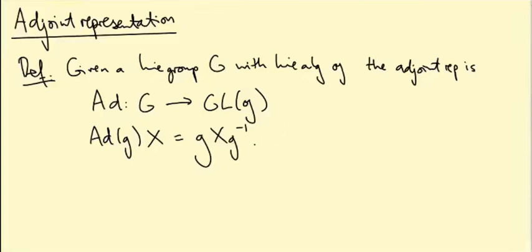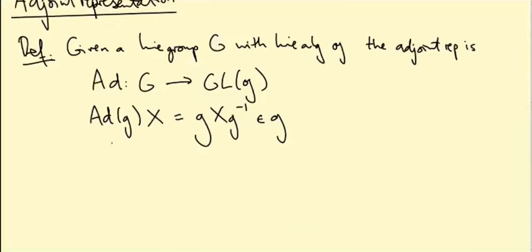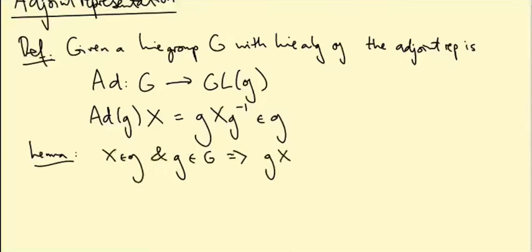The most important thing to check is that actually this guy is in little g. So if I take x in little g, then gxg inverse is in little g for all g in the group. So I'll prove that for you. Lemma: if x is in little g and g is in big G, then gxg inverse is in little g.